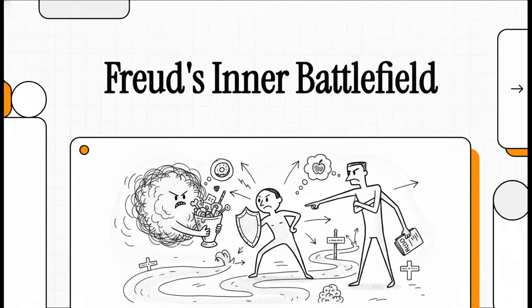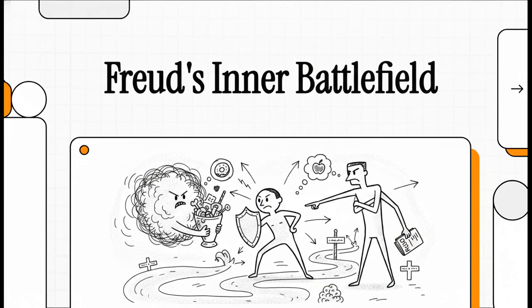Welcome to This Explainer. Have you ever felt like you were literally being pulled in completely different directions by your own thoughts? Like one part of you just wants to totally indulge in something, while another part acts like a super strict parent telling you no? Well, Sigmund Freud's structural model of personality gives us a pretty brilliant framework for understanding exactly why that happens.